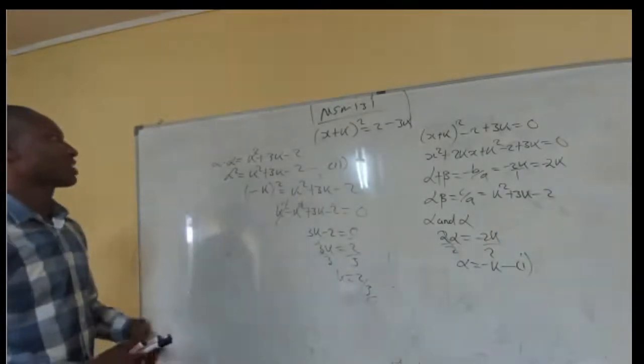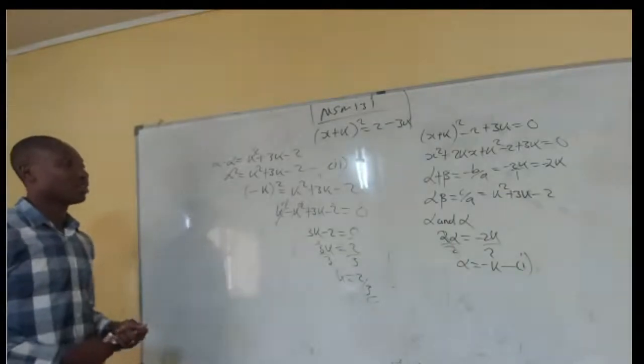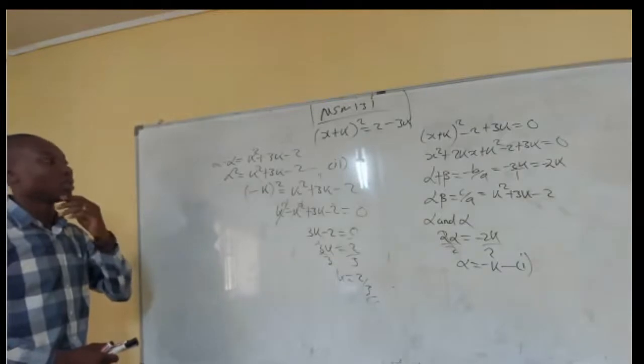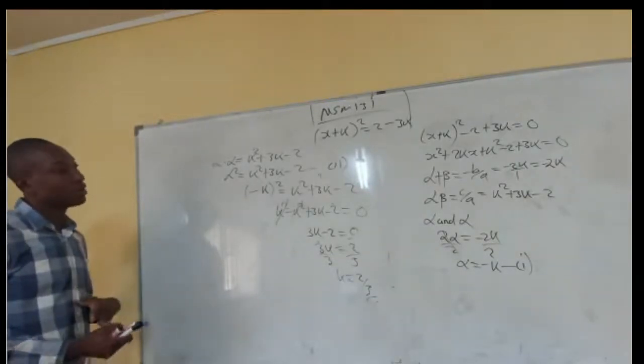Now, since we are not asked to find what alpha and beta are, this is what our final answer will be. So k is just 2/3.